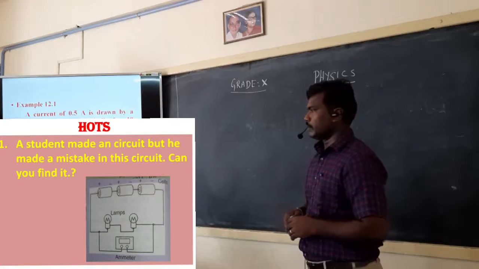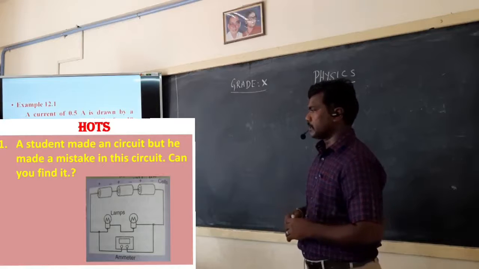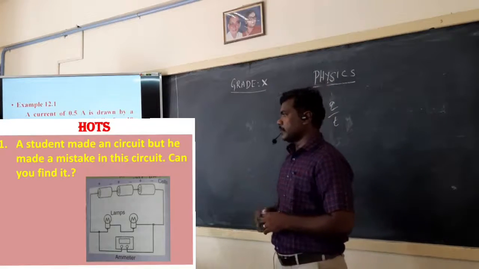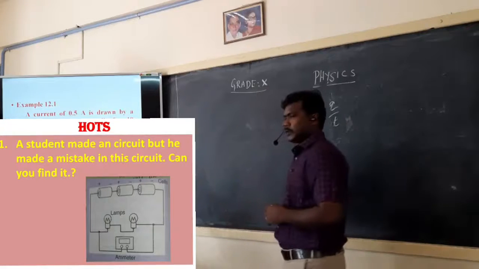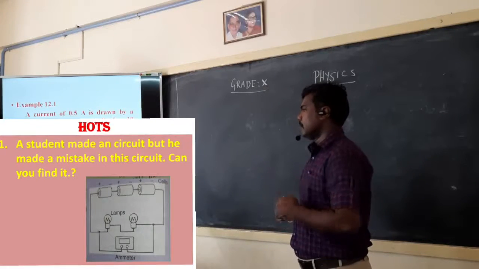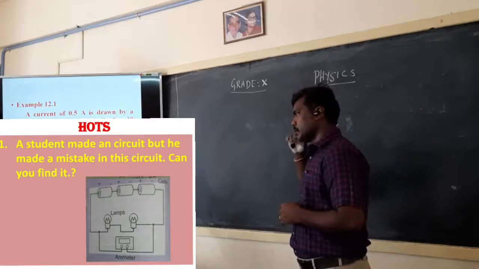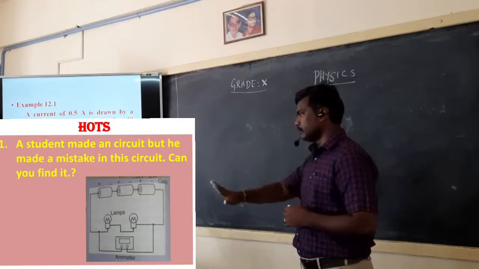This is a higher order thinking question. See the diagram. This diagram is made by one student. He made a mistake in that particular diagram. Can you find out the mistake in the diagram?